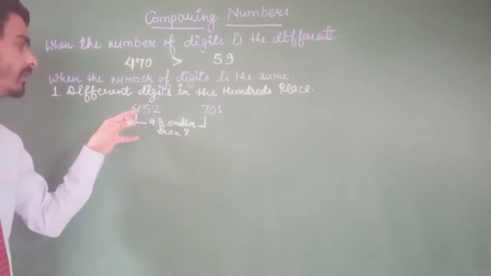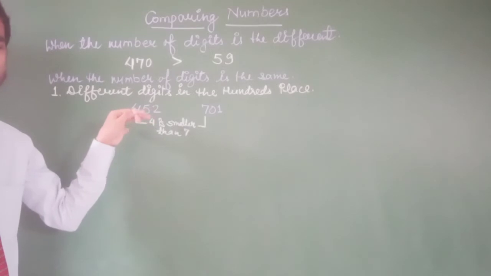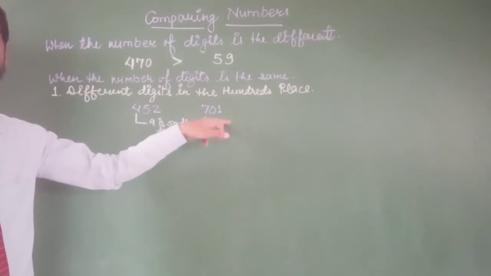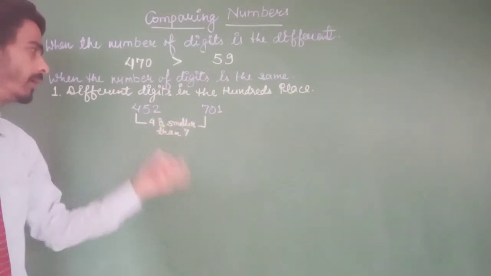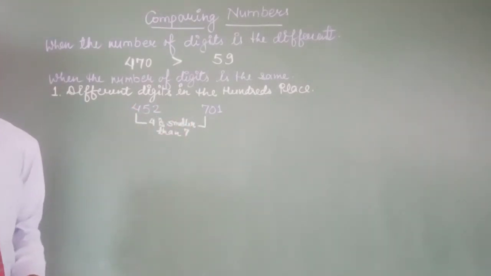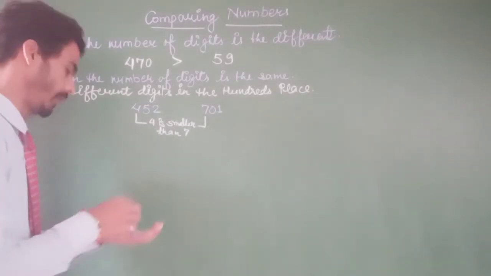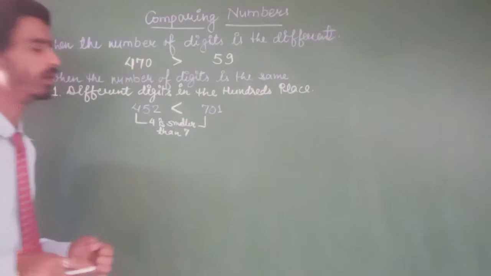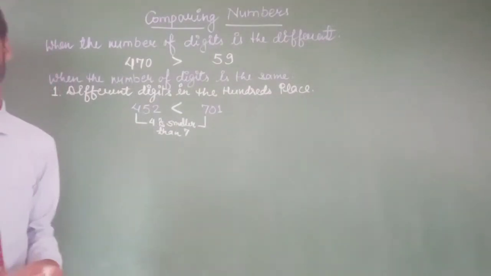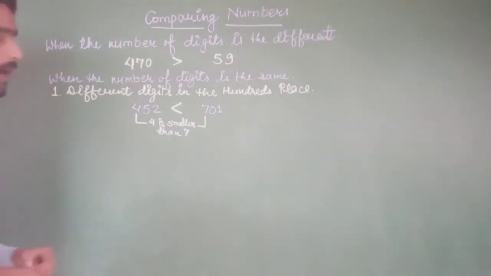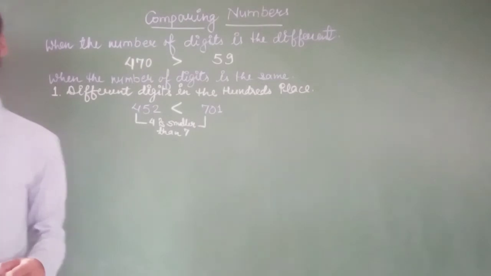The number of shoes mended by Sajid is 452, and the number of shoes mended by Ramdas is 701. When we compare the hundreds places, you can see that 4 is smaller than 7. So 452 is smaller than 701. So the answer is Ramdas made more shoes than Sajid.